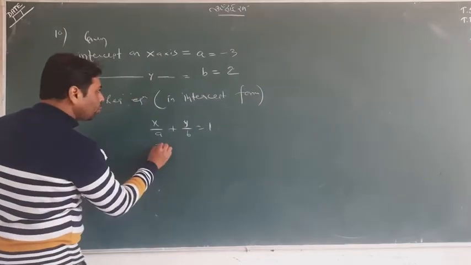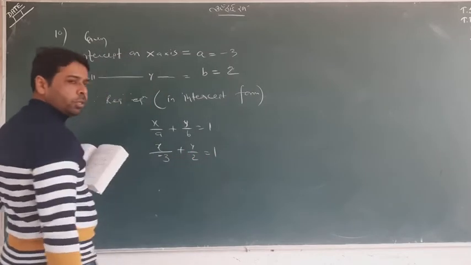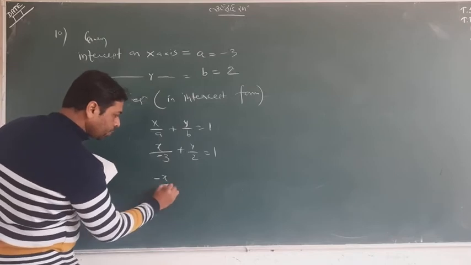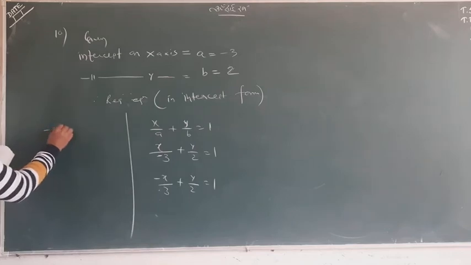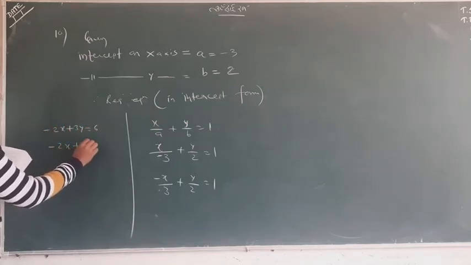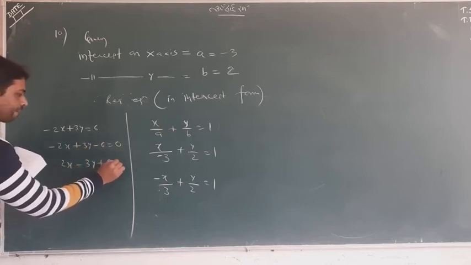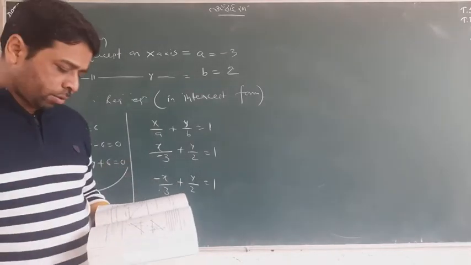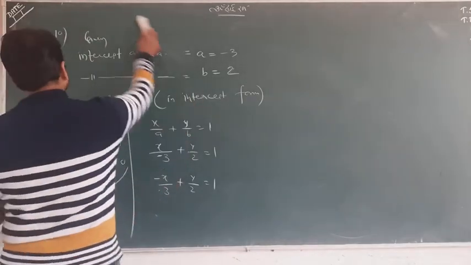So x upon A, what is A? Minus 3. y upon 2 is equal to 1. So take an LCM here, minus 3 transferred upside. So your answer is minus 2x plus 3y is equal to 6. Minus 2x plus 3y minus 6, multiply by the minus sign. This is the answer. So hope you have got it. It's very easy. Now I'll move on to the next example.